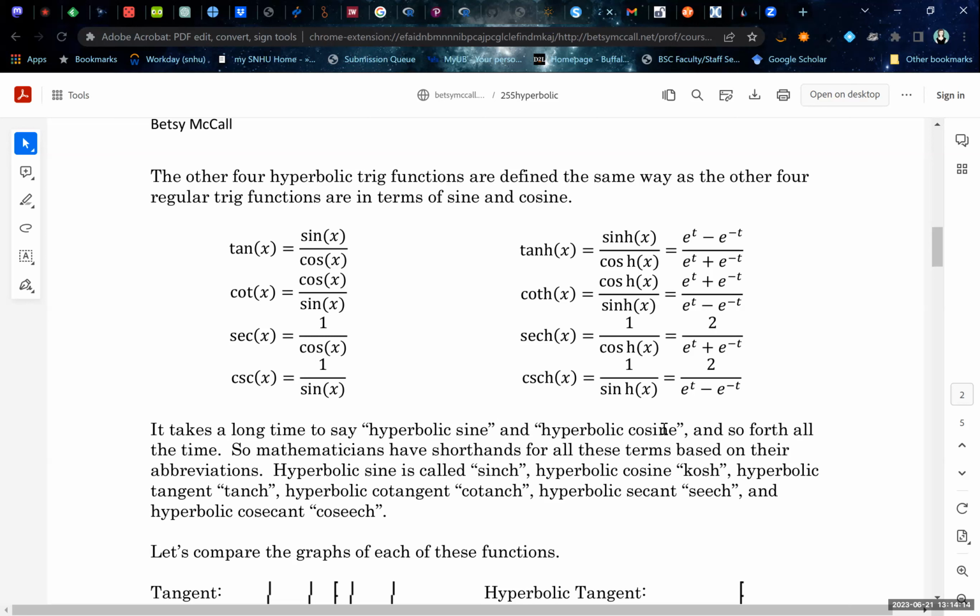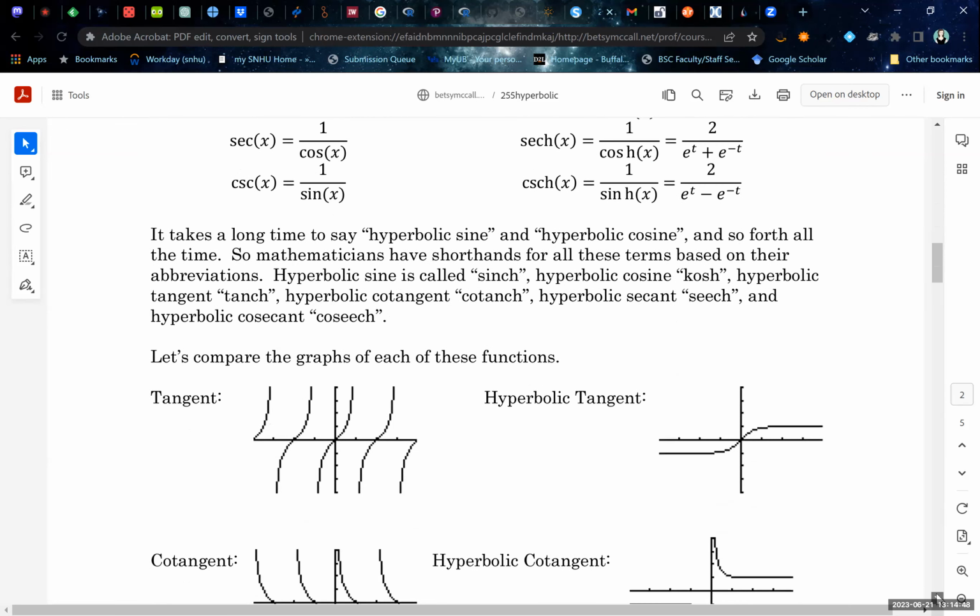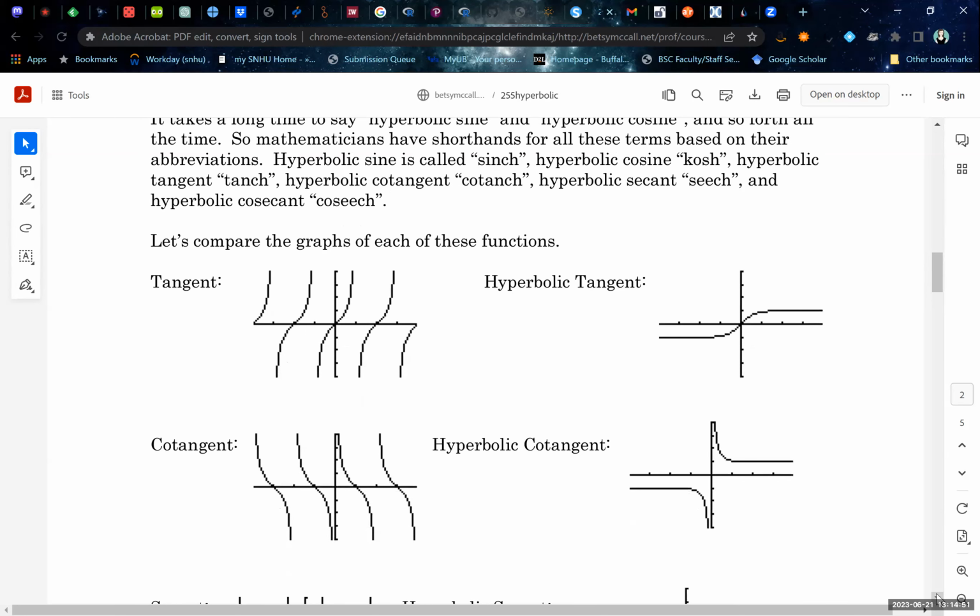Instead of hyperbolic cosine, we usually say cosh. Instead of hyperbolic tangent, we often say tanch. Cotanch, hyperbolic cotangent, cotanch. Hyperbolic secant is sech. If you are familiar with Dune, it's the same word for the desert dwellings of the Fremen, sietch. And then hyperbolic cosecant is cosech. And then these are the graphs of our 4 other trig functions, again, just for comparison.